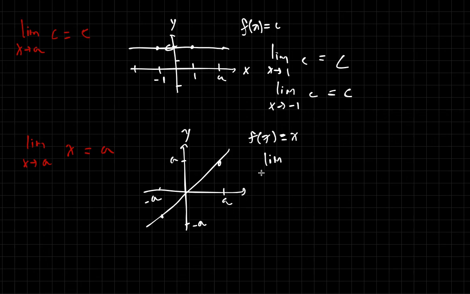If you have the limit as x approaches 10, y will approach 10. And if you use direct substitution, it also checks out. You plug in 10 into the function, and you get 10, right? The limit as x approaches 0 is 0, right?